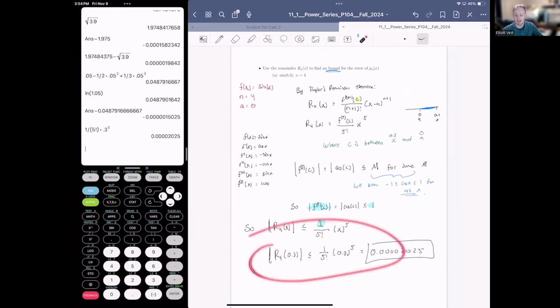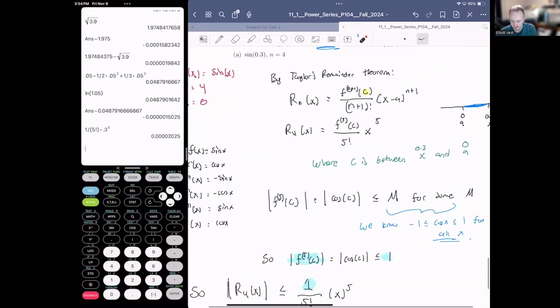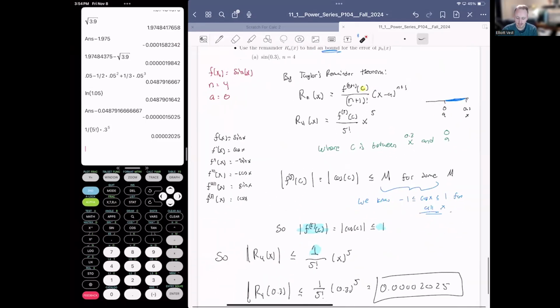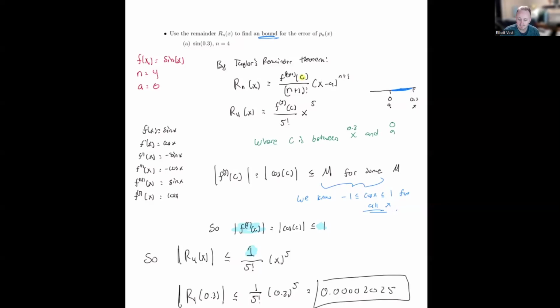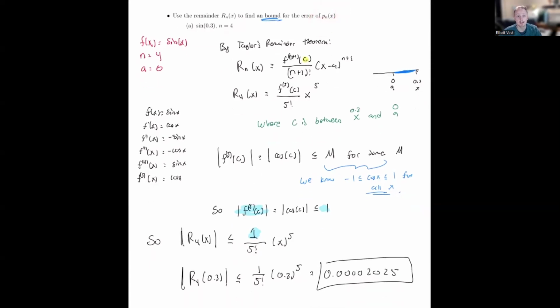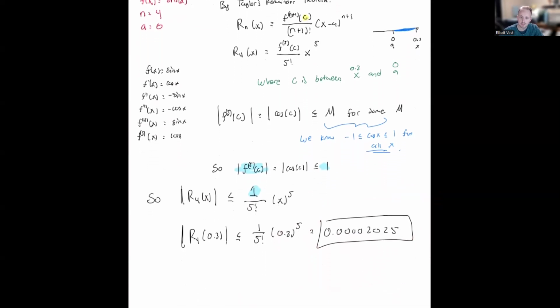This was important to be able to do because I don't know what sine of 0.3 is, right? But I do know I can figure out an approximation for it, and my approximation of P4 of x is going to be within 0.00002 of the actual value. That's pretty cool.